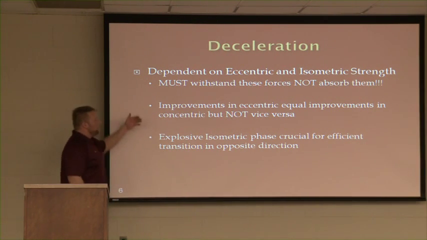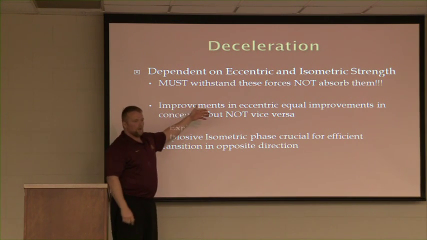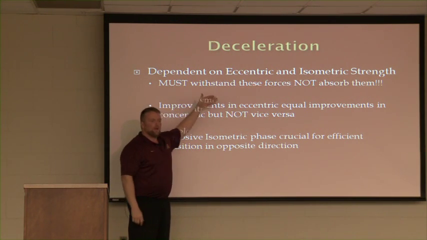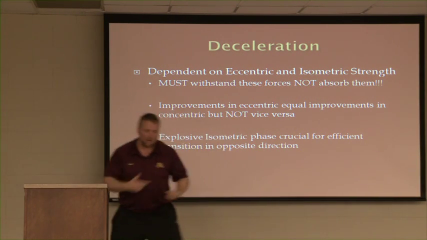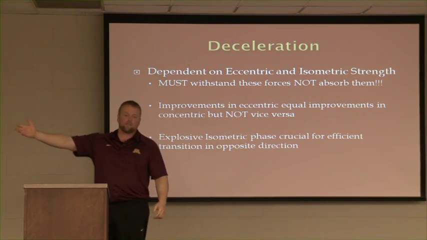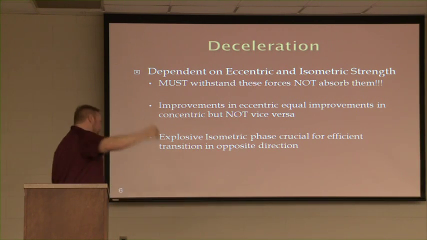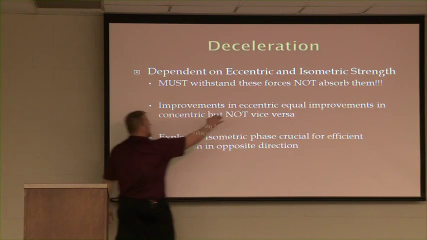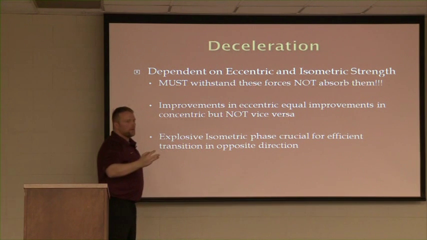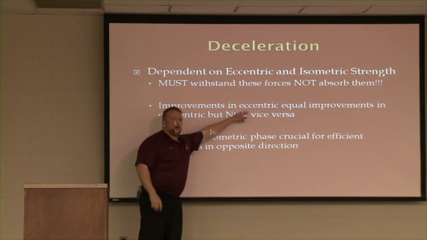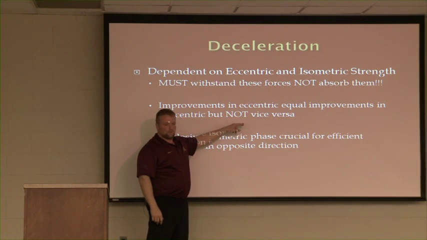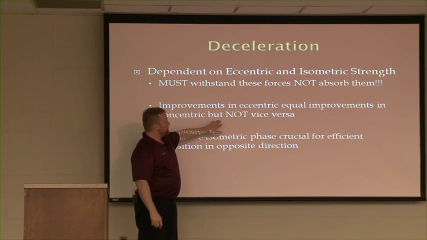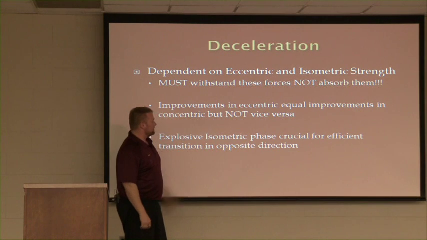Improvements in eccentric equal improvements in concentric, not vice versa, okay? So you have to become and be able to handle the stopping force before you can apply it. If you can't handle the stopping force, you're not improving the concentric movement, okay? This is why I spend many times throughout the year, 2 to 3, making sure my athletes do not lack eccentric strength so they can become concentric, I say performance-based concentric, obviously improving their skills.